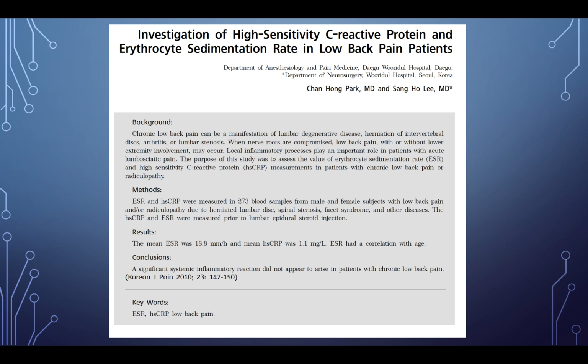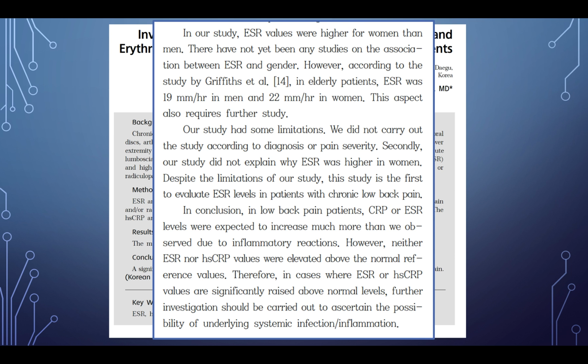So, investigation of high sensitivity C-reactive protein and the erythrocyte sedimentation rate in low back pain patients. So this is a different study. I felt like this study was not as good. If you read the paper, I can send it to you via the portal, but in conclusion, in low back pain patients, they found that CRP and ESR levels were expected to increase much more than they observed due to inflammatory reactions, but neither the ESR or the hsCRP values were elevated above the normal reference values. So in cases where ESR or hsCRP values are significantly raised above normal, further investigation should be carried out to ascertain possibility of underlying systemic infection or inflammation.